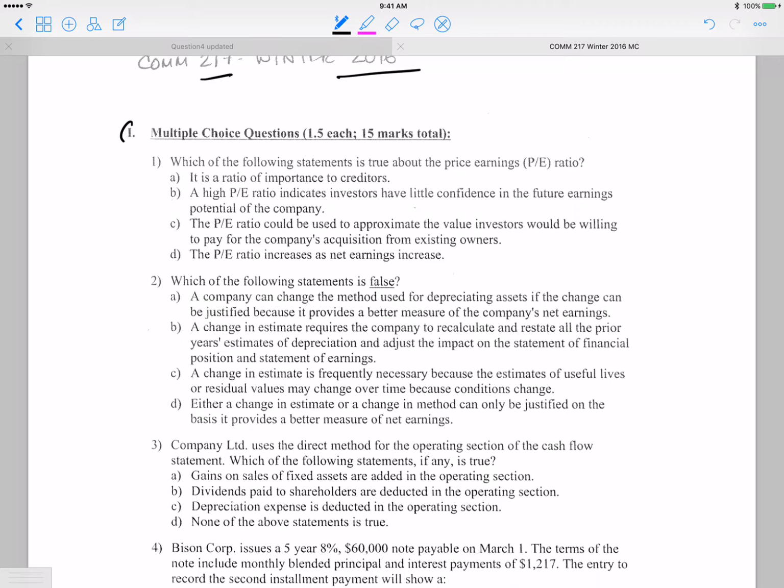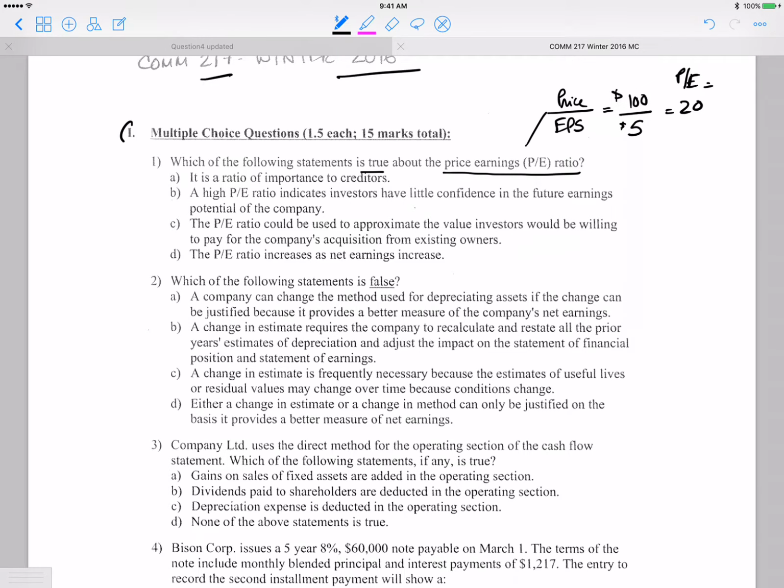The first question is about price-earnings ratio, and they're asking which one of the statements is true. So we know the price-earnings ratio is the price of the share over the earnings per share. If I have a price of $100 per share and an earnings per share of 5, my PE ratio is 20, which means the stock is selling for 20 times what it earns.